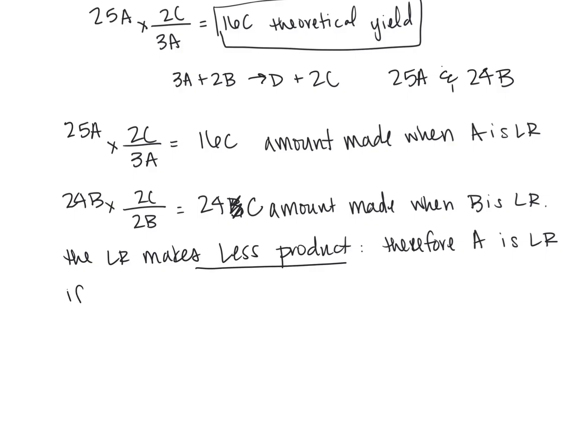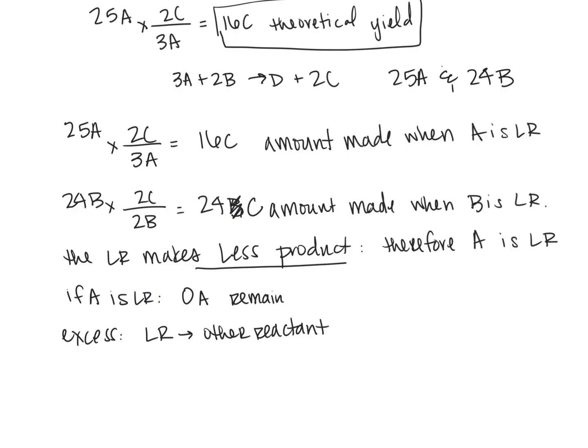We know if A is the limiting reactant, 0A remain. So now we have a limiting reactant. We know how much A remains. We also know what the theoretical yield is. So the one that is more complicated in this case is the excess reagent. So for the excess, you're going to convert limiting reactant to other reactant. And then you subtract. So in this case, we would do the calculation we looked at earlier, where we take our 25A, and we know that for every 3A, there are 2B, and therefore we have 16B used. So then we would take our 24 minus 16, and that gives me 8B remain.